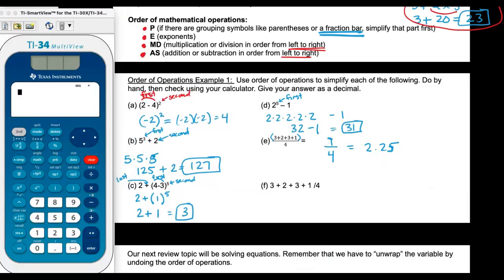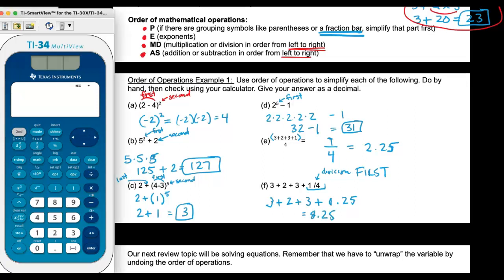Okay, and so the last one, F, we've got lots of addition, and then we have division at the end, because this symbol right here, that's division. So since division comes before addition, you're going to do the division first. So I'm just going to write everything else down. So 3 plus 2 plus 3 plus, and then 1 divided by 4. So 1 divided by 4 is 0.25. Okay, and then at this point, this is a scenario where it really doesn't matter, because addition is what we call commutative, so you can do it in any order. If you add those all together, you should get 8.25.